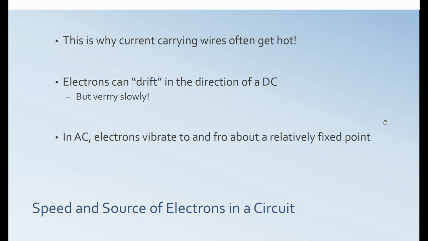And then when we have alternating current, the same thing, that electrical field causes those electrons to move, and they vibrate because the electrical field is going back and forth. The electrons vibrate to and fro around a relatively fixed point in the material.